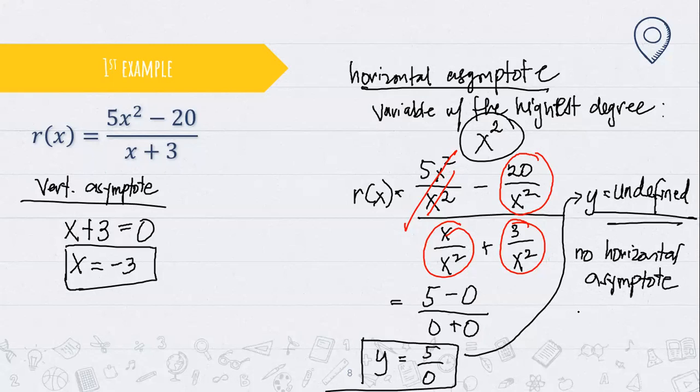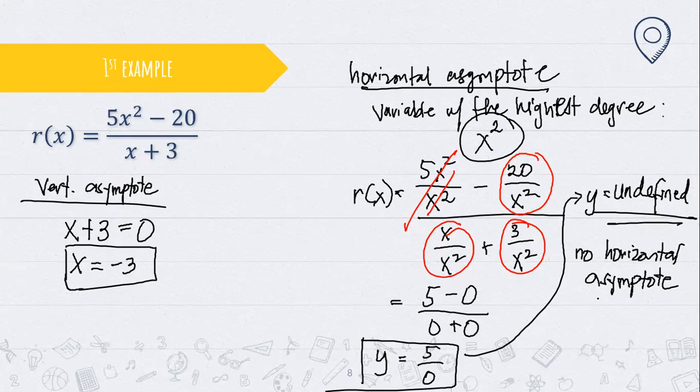Okay? Wala siyang horizontal asymptote. Pag vertical asymptote, undefined or hindi natin pwede makuha, ibig sabihin wala siyang vertical asymptote. Same way goes with the y-intercept and x-intercept. Kapag undefined sila or cannot be computed, wala sila nun.